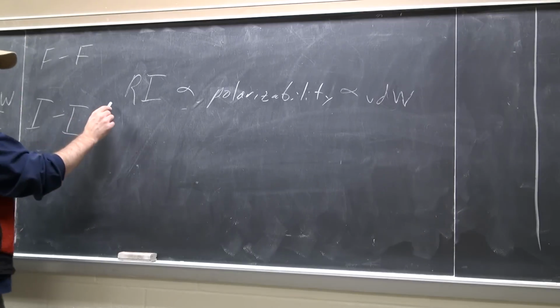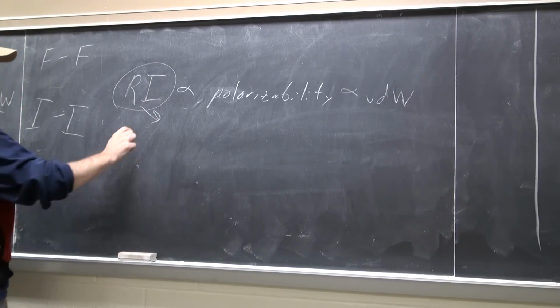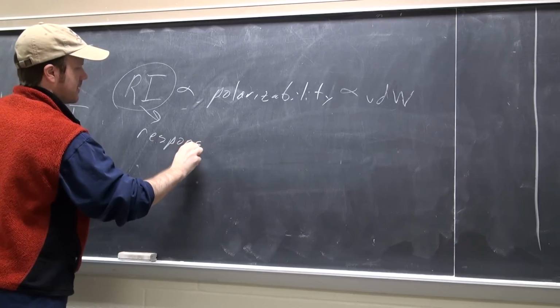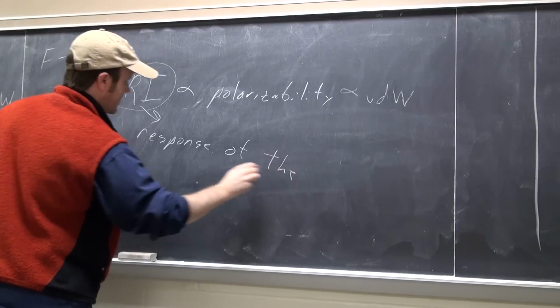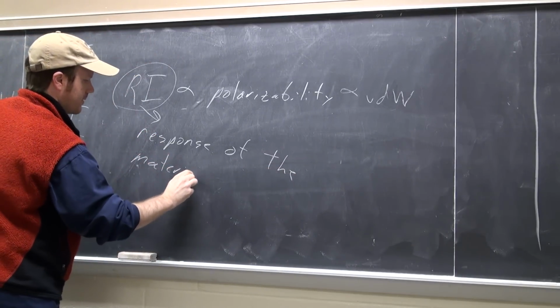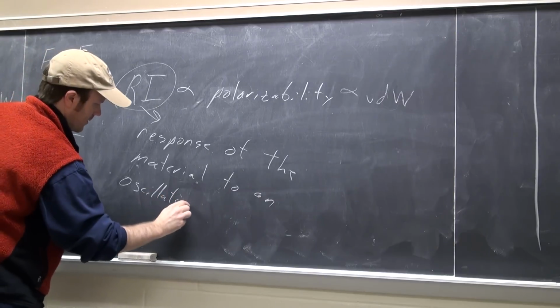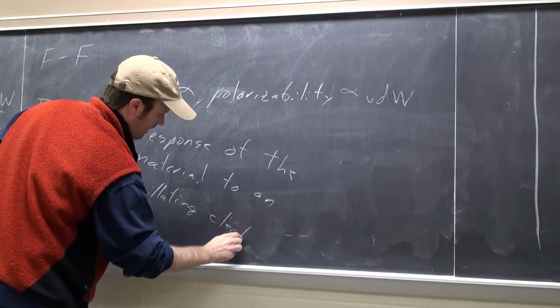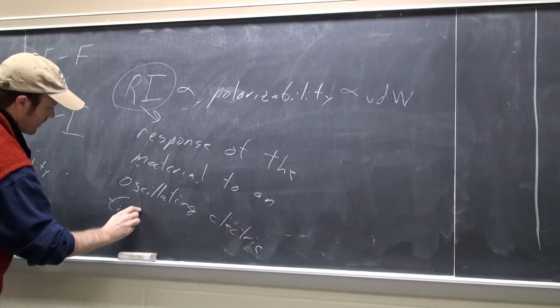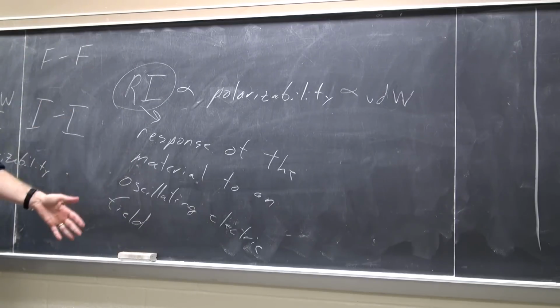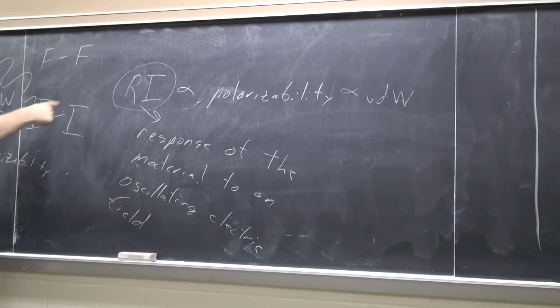Yeah. So refractive index, remember what refractive index is: this is the response of the material to an oscillating electric field, right? So higher refractive index things, when you send in an oscillating electric field like light, iodine is going to respond more, right? So it has a higher refractive index. Fluorine is going to respond less. It's got fewer electrons. It has high electronegativity, and so the refractive index of fluorine is going to be low.